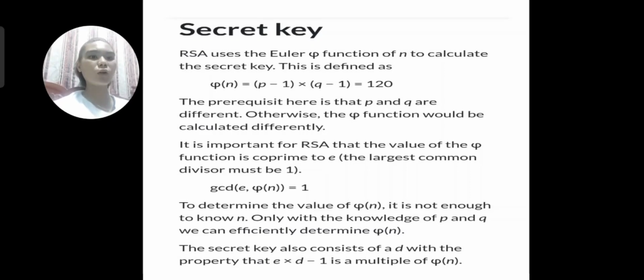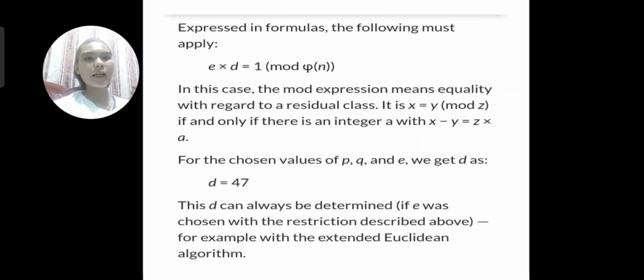To determine the value of phi(n), it is not enough to know n. Only with knowledge of P and Q can we efficiently determine phi(n). The secret key also consists of a number d with the property that e times d minus 1 is a multiple of phi(n). Expressed in formulas, the following must hold: e times d is congruent to 1 mod phi(n).